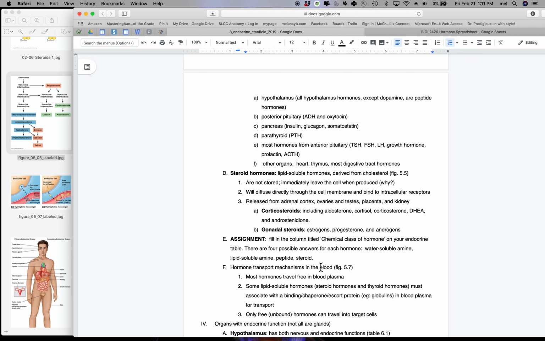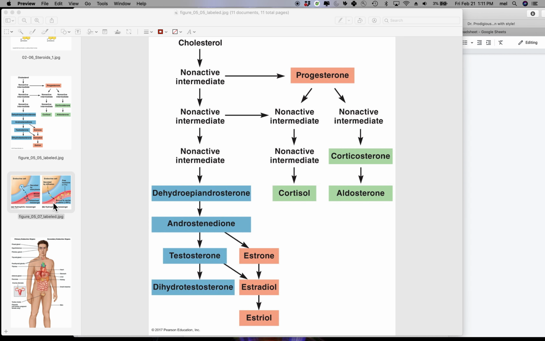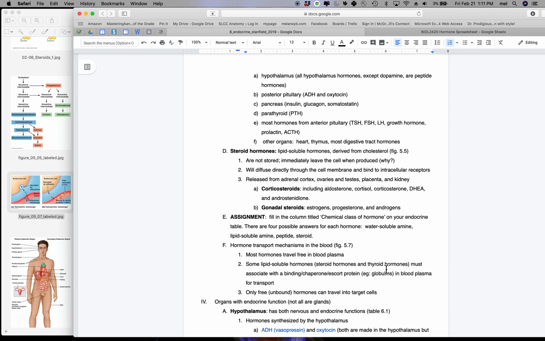So as far as hormone transport in the blood, that's what we already covered. We already said that if you are a water-soluble hormone, quite often you need an escort when you're traveling through the bloodstream. They call those carrier proteins, but I don't like to use that term that way. You can if you want to.